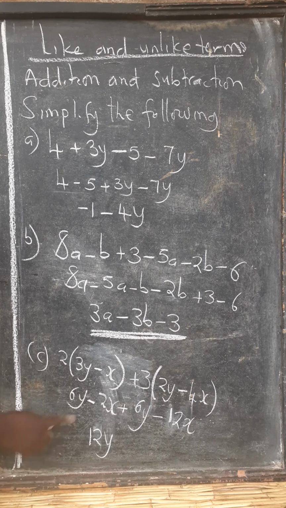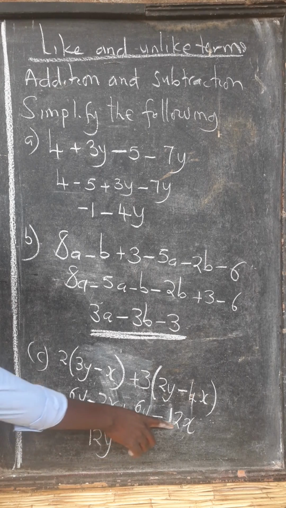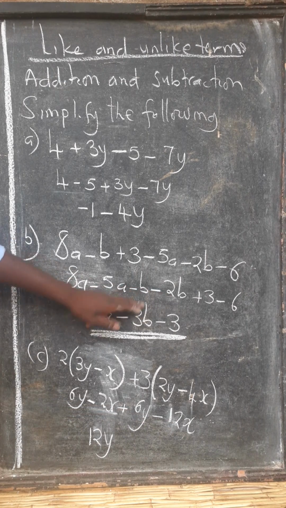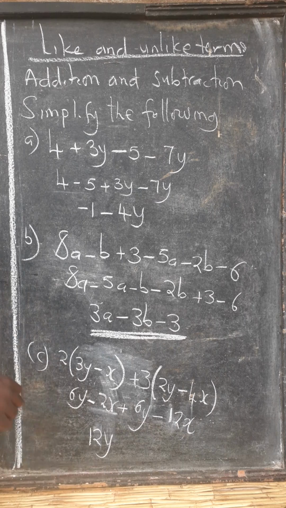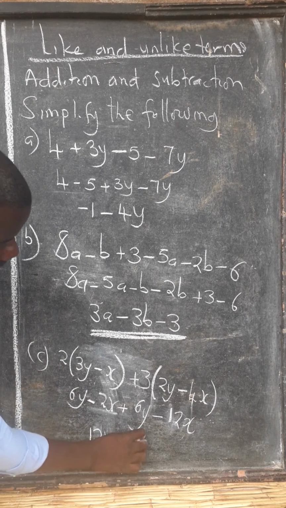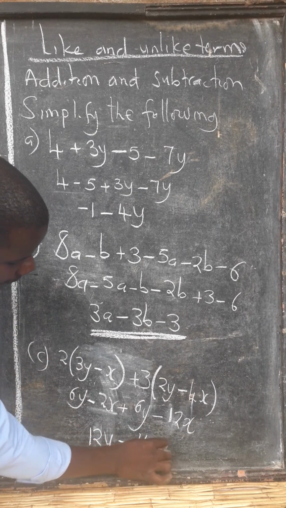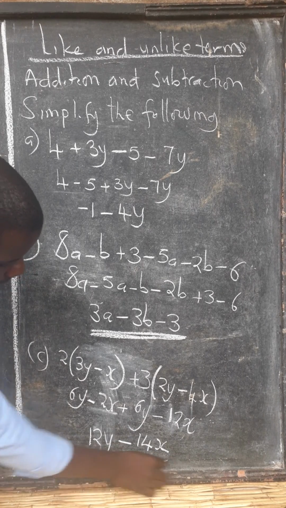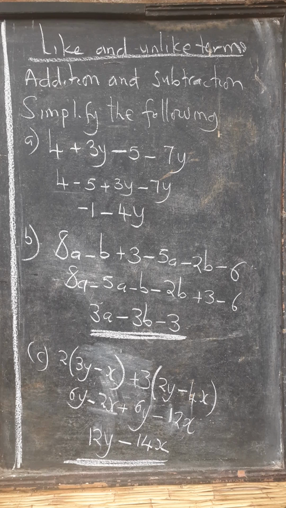Then we have minus 2x here, minus 12x. Exactly like what we had here at this point. We have a minus and a minus there. So we're going to have minus 14x. This is what is going to be our answer here. So, we continue.